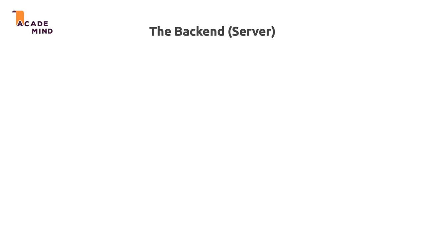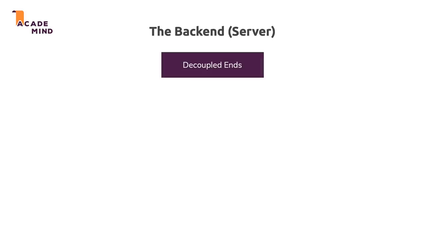If we dig a bit deeper into the backend, of course we have to keep in mind what I explained earlier, that we have decoupled ends, which means we have the front end powered by React, with the backend powered by Node.Express. And then we also have the database server with MongoDB. Now, because of that decoupled ends thing, our backend is built as an API, which stands for Application Programming Interface.